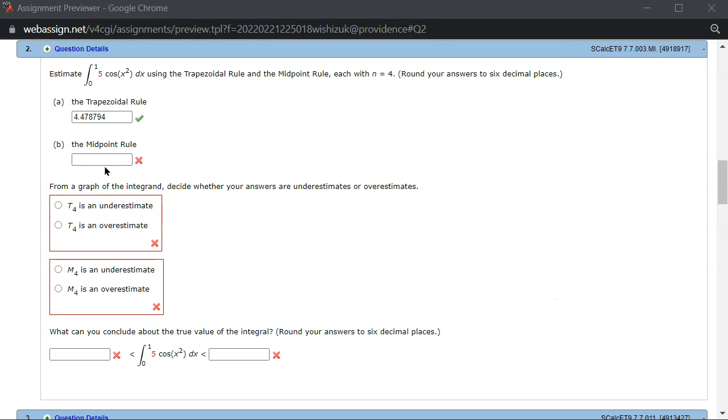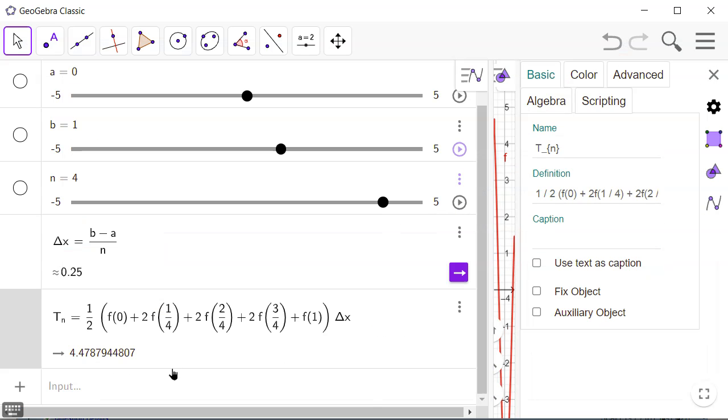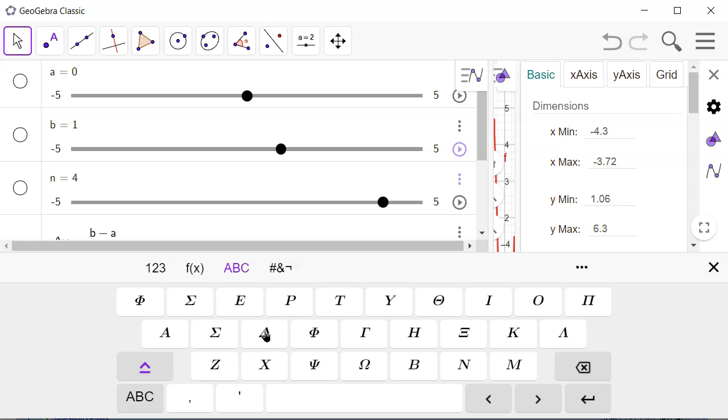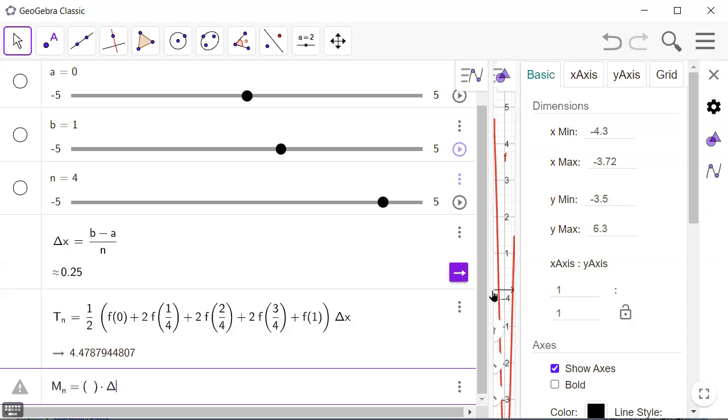Now we want to do the midpoint rule, so we have to change a little bit here. I'm going to do m sub n is equal to. For the midpoint rule, we just have delta x at the end, so I'm going to put that delta x here. Then we have f of the midpoint between 0 and 1/4, which would be 1/8. So you have a 1/8.